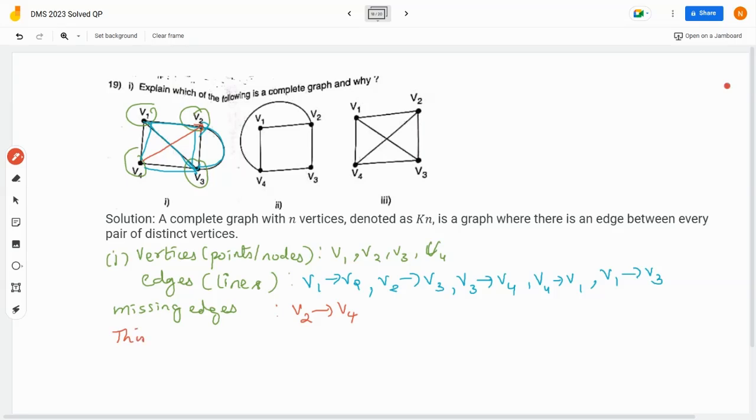This graph is not a complete graph because V2 and V4 are not directly connected.